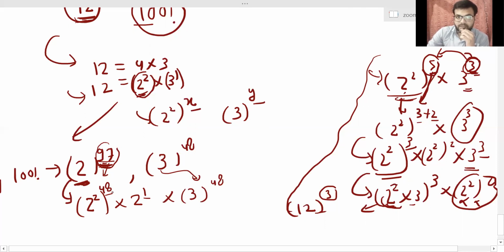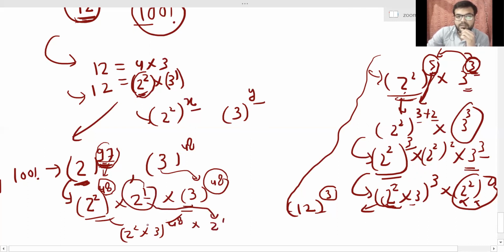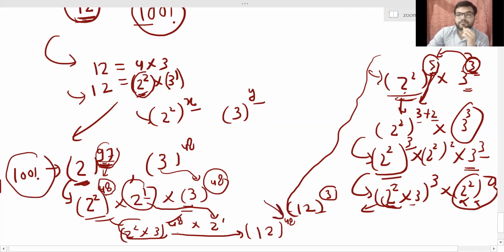So guys, look at this very carefully. This 2 square to the power 48 and 3 raised to the power 48, if you take them together, you will get 2 square into 3, raised to the power 48, into this 2 raised to the power 1, which is left alone. Now this 2 square into 3 raised to the power 48 will give you 12 raised to the power 48. So that means the maximum power of 12, or the number of 12s in 100 factorial, is 48. So got it?